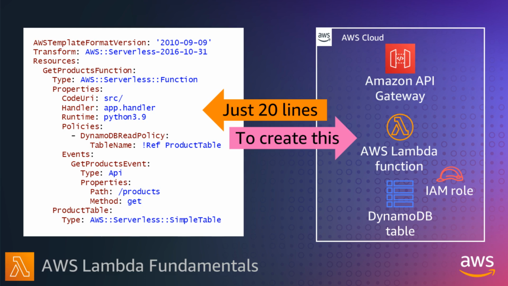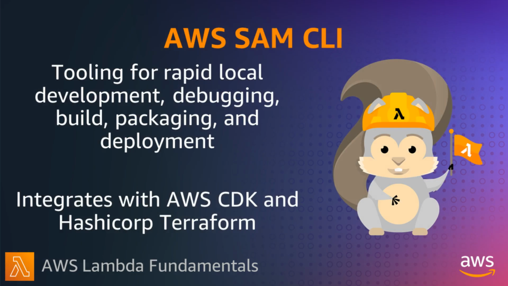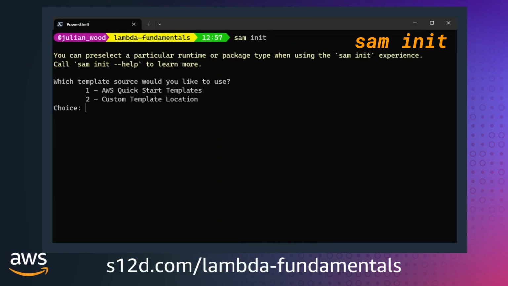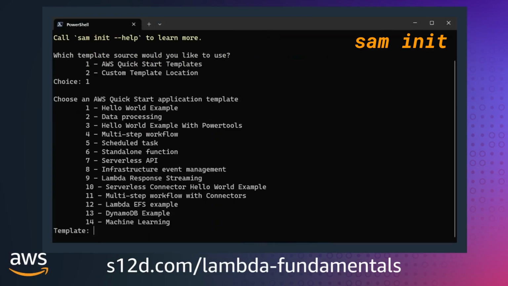This SAM template generates an API gateway endpoint connected to a Lambda function, which reads from a DynamoDB table with an associated IAM role. SAM also has a command line tool which provides a whole bunch of tooling to help you with fast local and cloud development. The SAM CLI also integrates with the AWS Cloud Development Kit, or CDK, and HashiCorp Terraform for local development and testing. You can use SAM init to bootstrap a serverless application from a number of quick start templates.